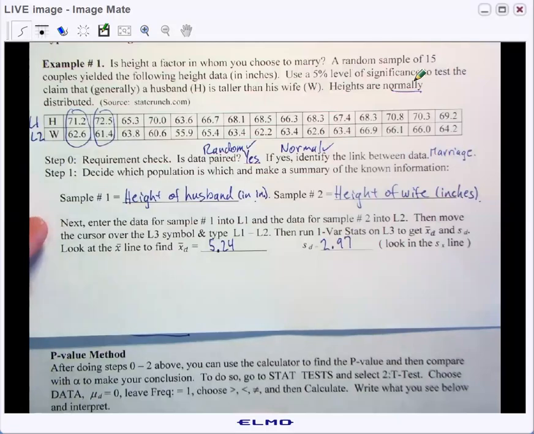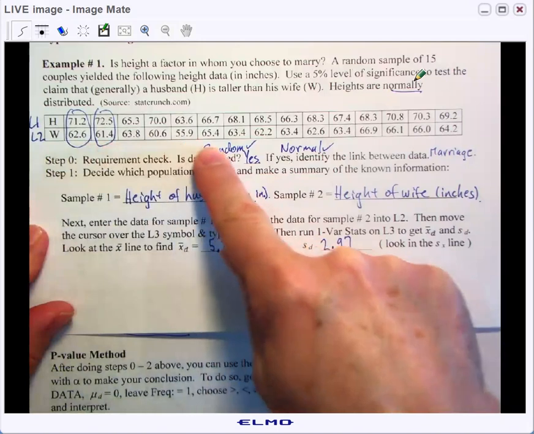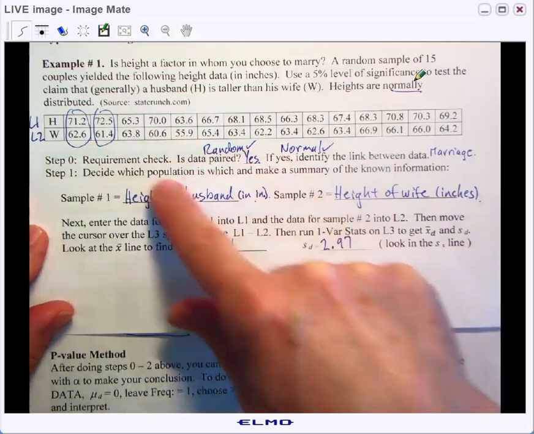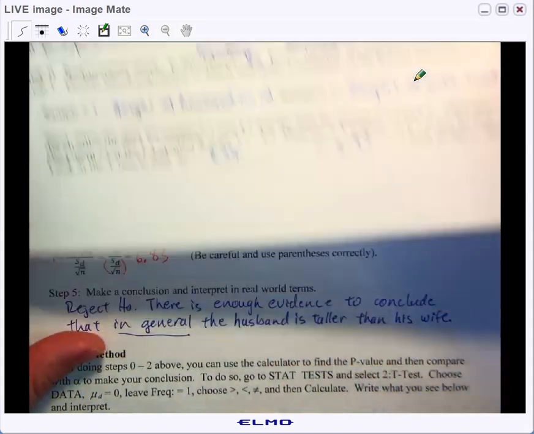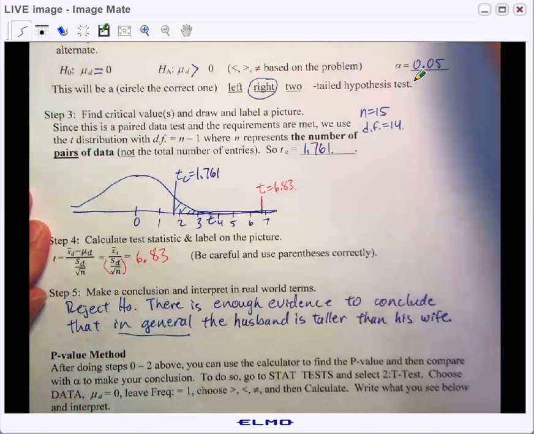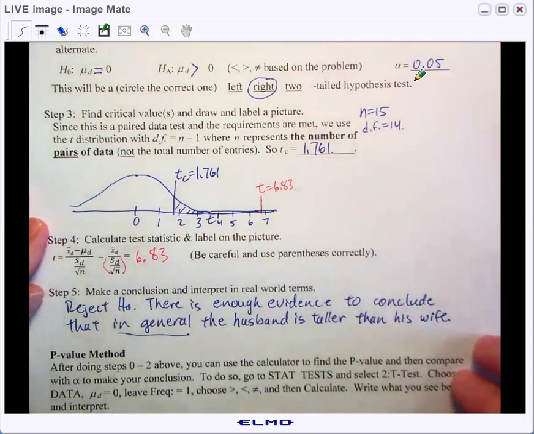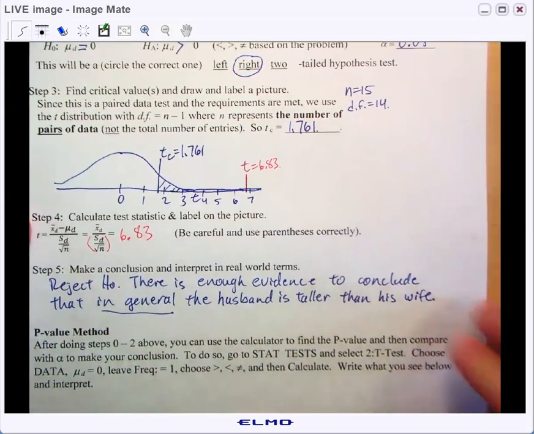Welcome back to 9.3 activity 3, where we're testing dependent samples. We were looking at the example of husbands and wives, and if the husband is generally taller than his wife, and we found out with our hypothesis testing using the traditional way that yes, in general, it seems to be that the husband is taller than the wife. So let's go ahead and see if we could do it the p-value way.